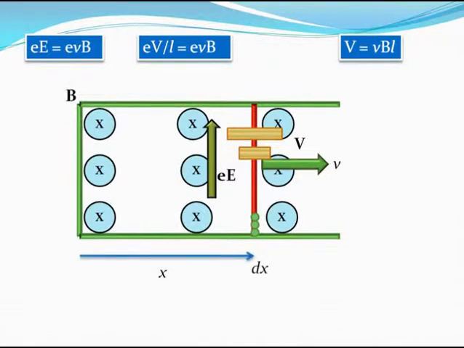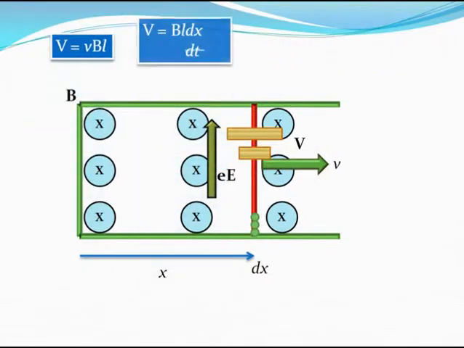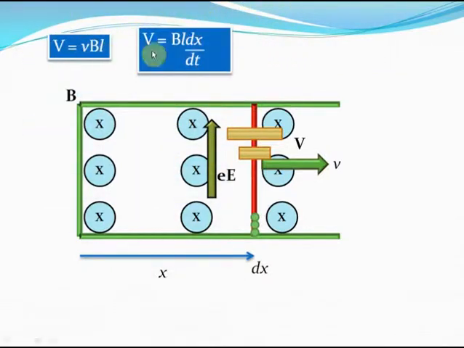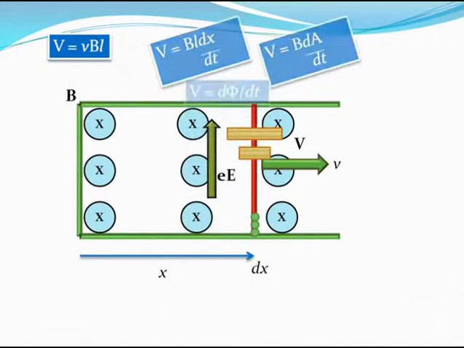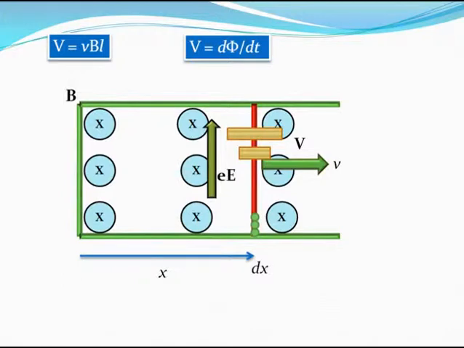If there is any rod that's moving in the direction shown through these rails, in that case the induced EMF is vBL. Now again, the velocity can be written as dx by dt, if x is the distance from the origin. And BL dx by dt is what? It's B dA by dt, because L, the length of the rod, into dx is basically dA, the area swept by this rod as it moves to the right. And therefore, the EMF comes out to be d phi by dt. We have proved Faraday's law, isn't it?